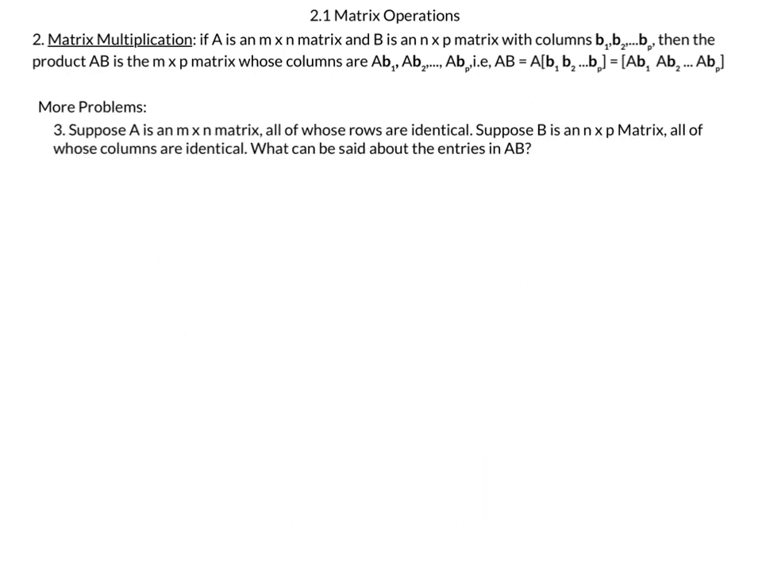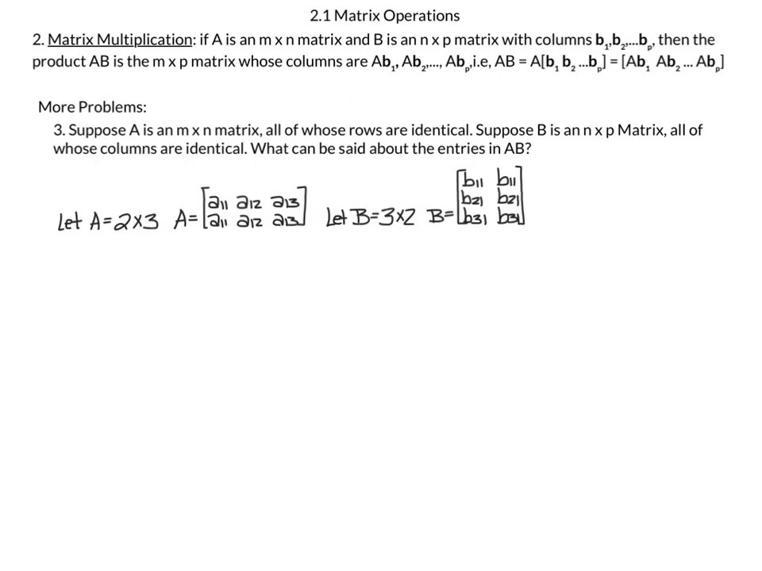The last problem: suppose A is an M by N matrix, all of whose rows are identical. And suppose B is an N by P matrix, all of whose columns are identical. What can be said about the entries in AB?